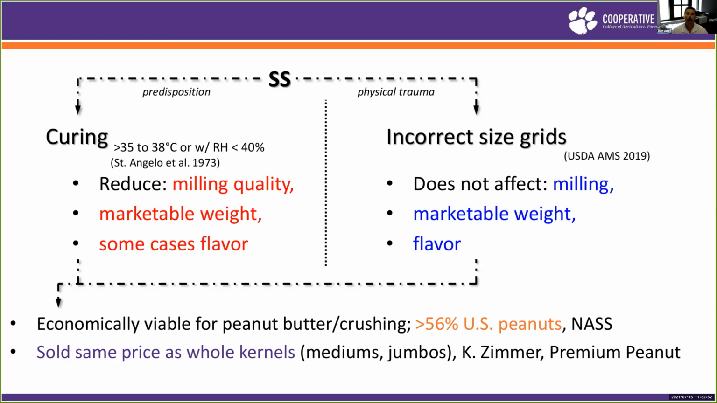And so when we're looking at food-based applications for which the peanuts are going to be crushed anyway, such as peanut butter, there's absolutely nothing wrong with the sound split for those purposes, especially if it's created through that physical separation means. And when we look at US peanut production, more than 56% of US peanuts go towards peanut butter itself. As far as the price, sound splits themselves are sold for the same price as whole kernels, at least with respect to mediums and jumbos.